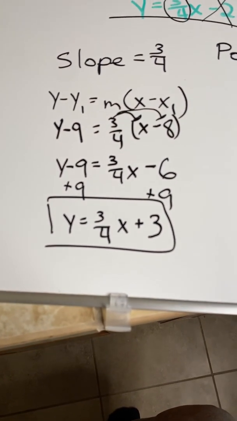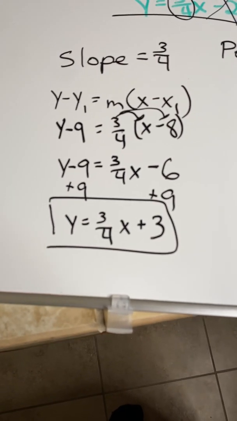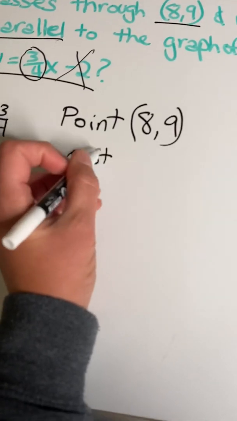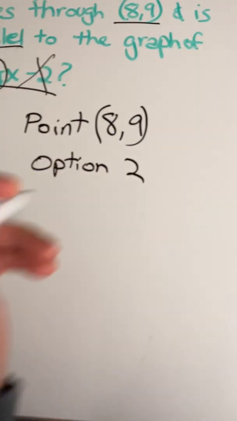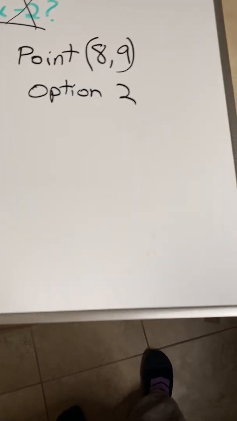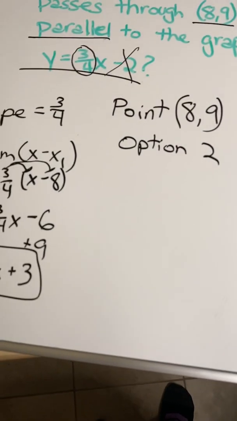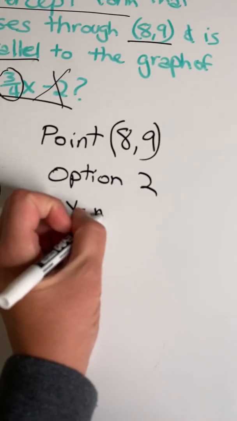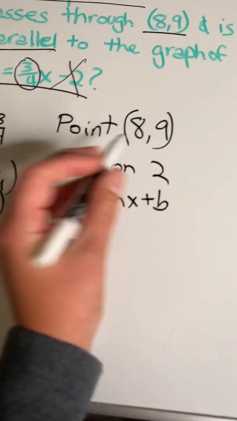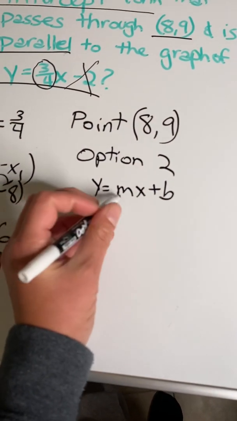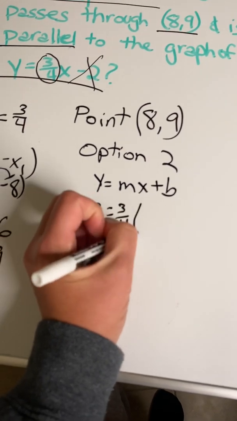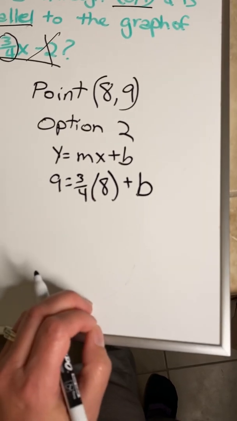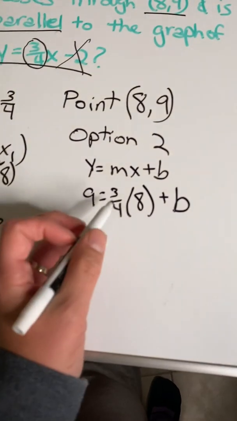The other thing you could do is use slope-intercept form. Okay, so this was way 1. This is option 2. And it really doesn't matter, it's just a matter of your preference. I'd be open to you using either method. Okay, so we're still using the same information, slope 3/4, point 8, 9, but we're just gonna use y equals mx plus b. So our y was 9, our slope is 3/4, our x is 8, and we're going to solve the equation for b. Make sure it looks like a b and not a 6, okay?